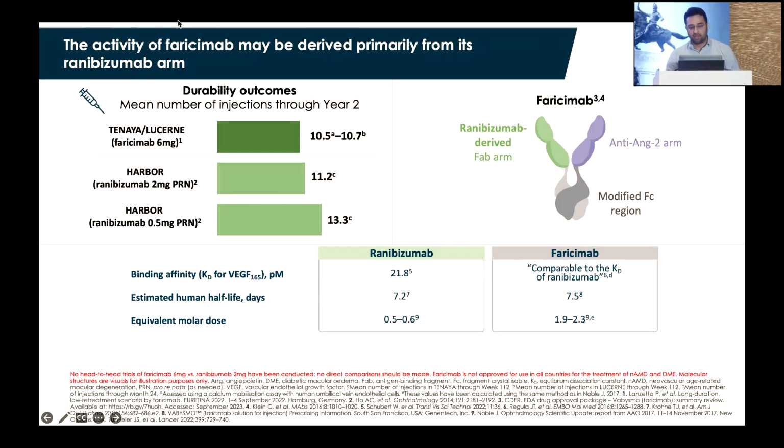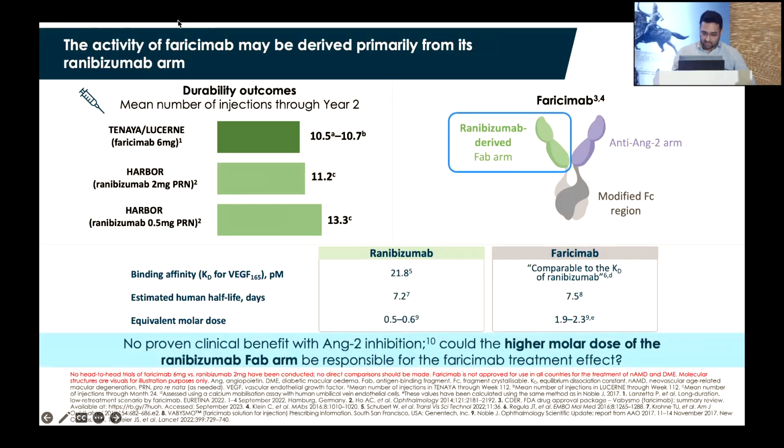So the activity of faricimab, what we have seen, is that it has a prolonged effect. Hence, it requires a lesser number of injections as compared to ranibizumab. Now here, when you see the binding affinity and the estimated half-life, everything is similar to ranibizumab. The only thing that differs here is the equivalent molar dose. So as a result, since there is clinical data to suggest that Ang2 may not have that extra edge, it could possibly be that the higher molar dose of the ranibizumab Fab arm may be responsible for the faricimab effect.